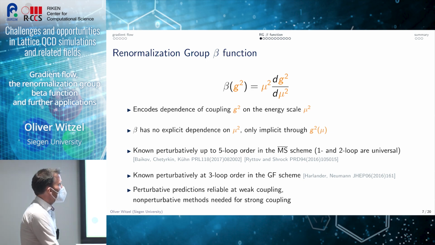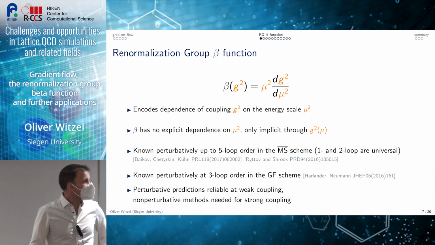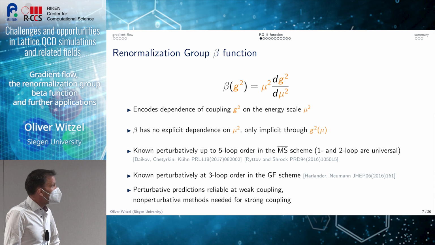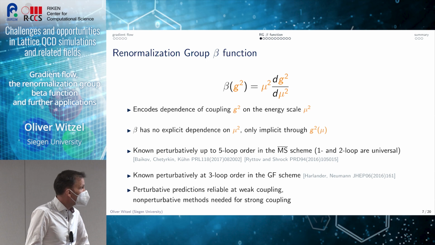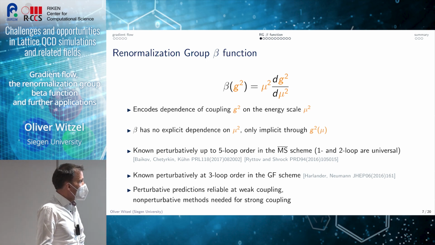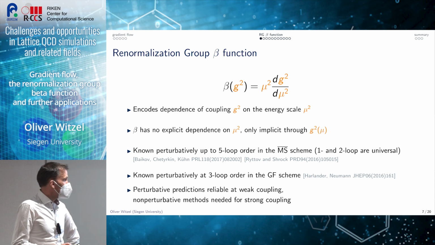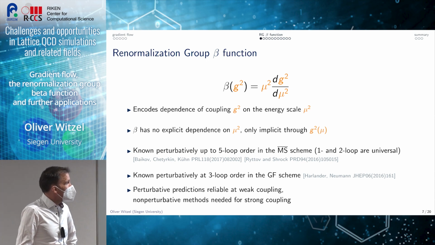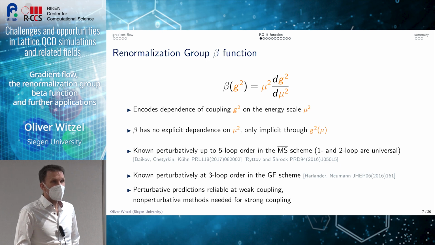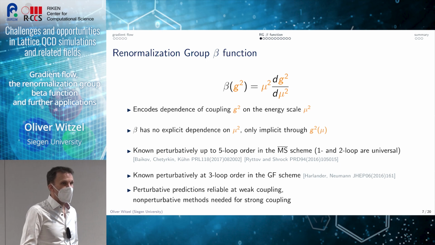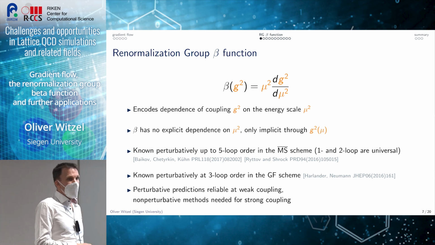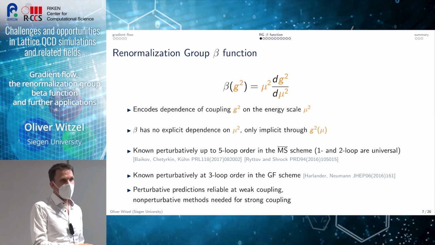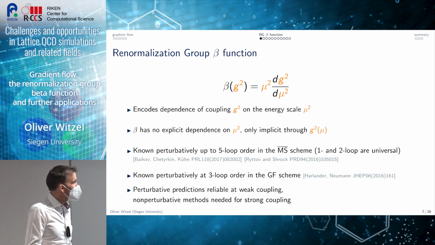Now let me move on to the renormalization group beta function. As you all know, the beta function encodes the dependence of the coupling on the energy scale mu. So there is no explicit dependence on the energy scale mu. It's only implicit through the coupling. And in some sense, this is the holy grail for gauge-fermion systems. If we know what the beta function is doing, we can predict whether we have a chirally broken system, whether we have a conformal system, whether there is an infrared fixed point, or whether we have something very interesting like an asymptotically safe system with an ultraviolet fixed point.